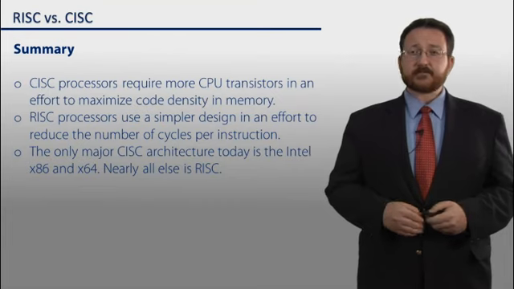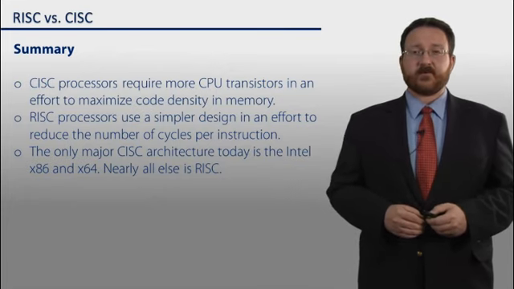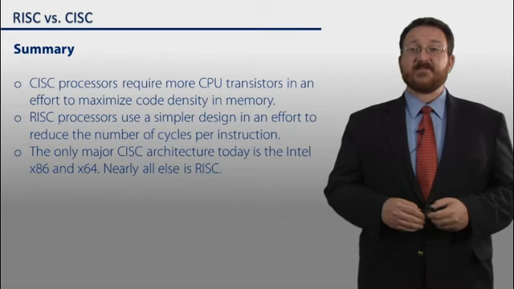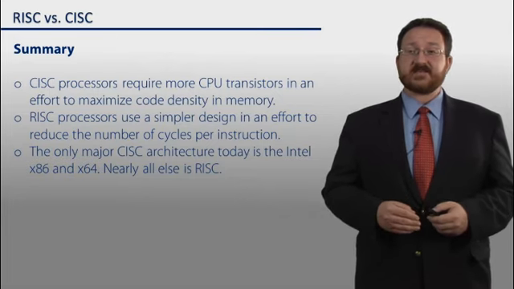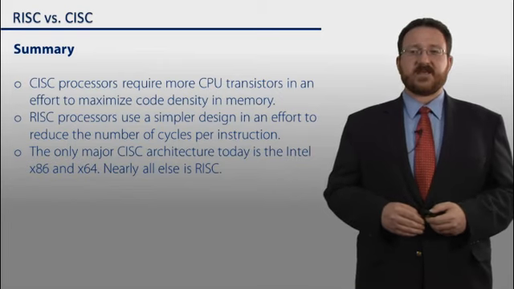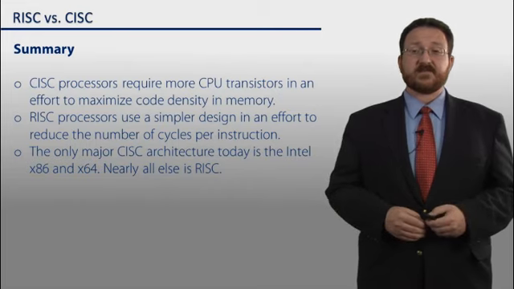In summary, CISC processors require more CPU transistors in an effort to maximize the density of code in memory. RISC processors, on the other hand, use a simpler design in an effort to reduce the number of cycles that it takes to execute a single instruction. The only major CISC architecture today is that of the Intel x86 and 64, and nearly everything else is RISC-based.